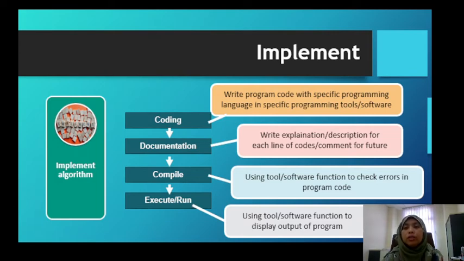Okay, so this is the step of implementation. Do the coding, which is to convert the algorithm into programming code and run the programming code in the specific programming tools. And you need to put comments on the important lines in your programming code. Also, you need to compile and run in order to display the result.